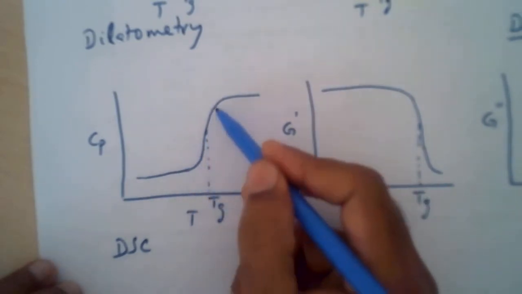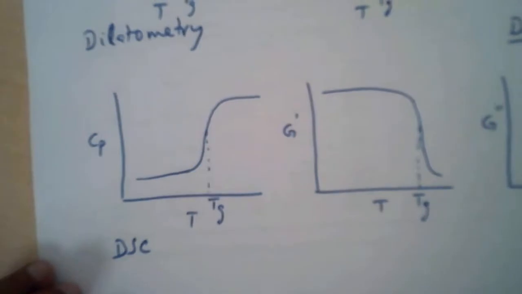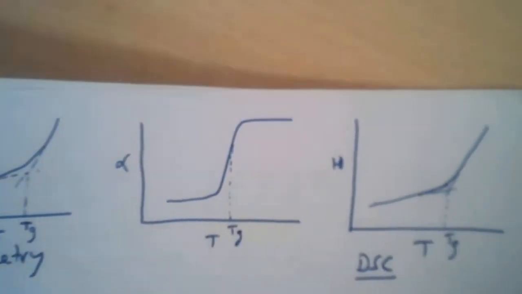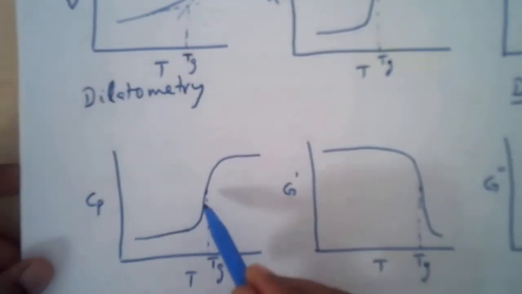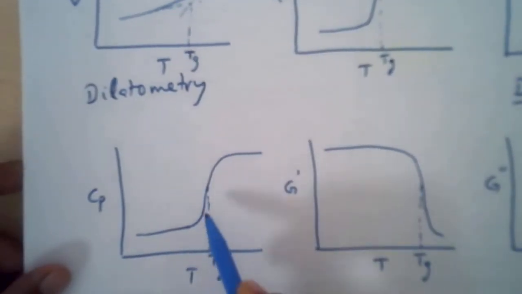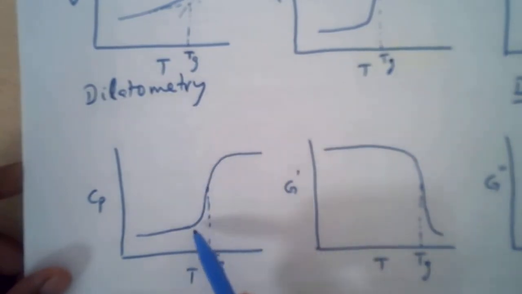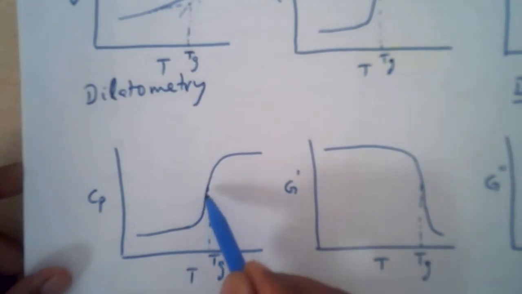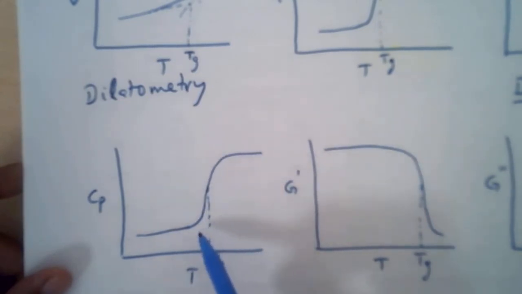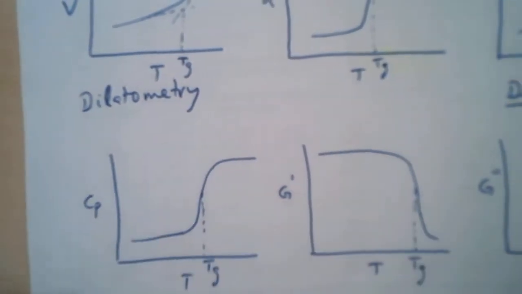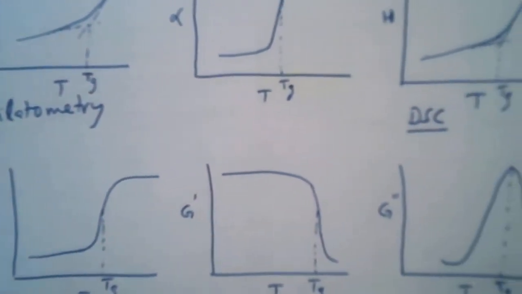You have an S kind of curve similar to this alpha versus T, and here also somewhere in the middle of the transition we call it glass transition temperature. Ideally this curve should be a straight line like this, a vertical line, but in real cases this is how it looks. This is again obtained from DSC.